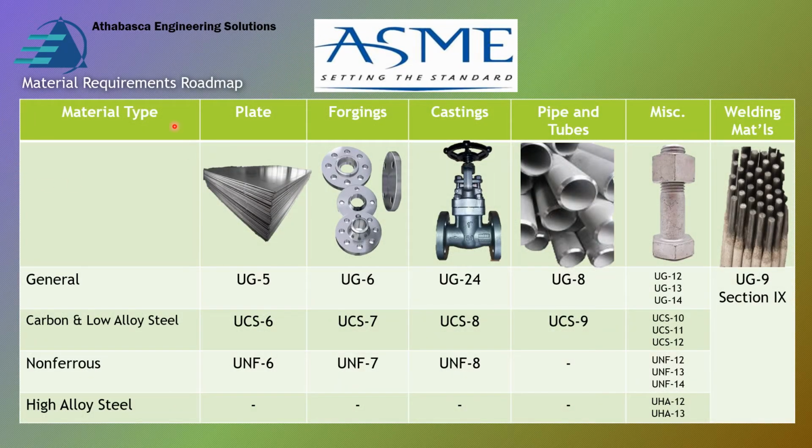Basically, this is a roadmap of the table. You can see how important it is, by product type, where to go in the specification, the ASME tables. So you've got plate, forgings, castings, tubing, miscellaneous materials, and so on. For the general requirements we talked about, if you want general requirements for plate, you would go to UG-5. For low alloy carbon steel, UCS-6. Non-ferrous materials, you'd go to UNF-6, and you can see the different product classes that you can use.